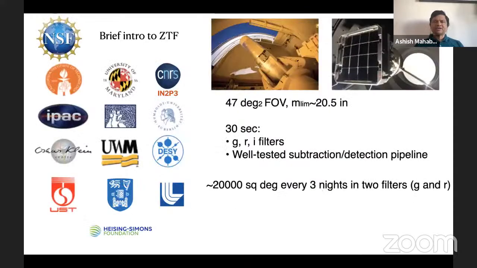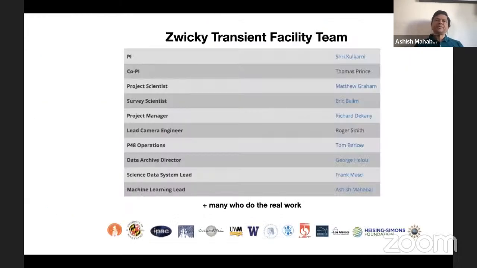So this is the ZTF description. You all perhaps already know it, but just a couple of salient points: it's a large camera, 47 square degrees in a single field. We go down to about 20.5 magnitudes. Typical observations are 30 seconds, and we cover about 20,000 square degrees every 3 nights or so in g and r, and less frequently in i. This is the team, some of the leads that I show here. Of course, there are many others who do much of the real work who are not mentioned here, and some specific names involved in the variability project I'll mention later.